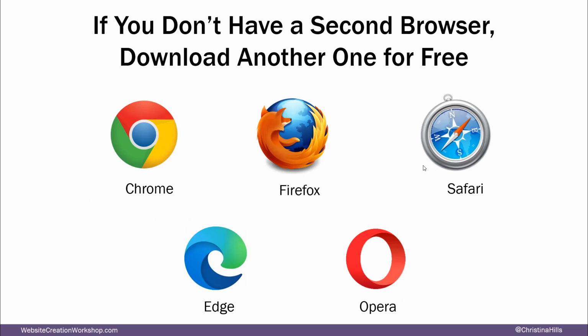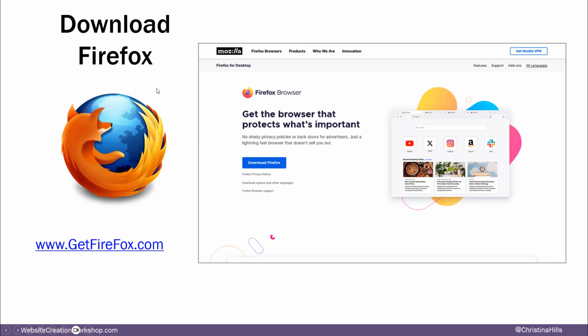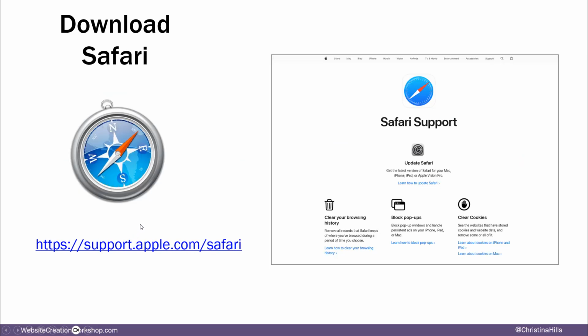So if you don't have a second browser, you can download another one for free from the internet. Again, you pick whichever one you like to get a second browser. If you don't have Chrome, you can go ahead and download it, and this is what it looks like. Or you can download Firefox, and they make it easy. Getfirefox.com. You can download Safari at Apple support.